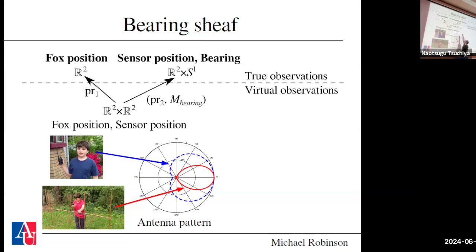And we also project out, okay, we know the sensor position. And so we can predict, given that we know the fox position, given that we know the sensor position, what would be, subjunctive, what would be the bearing. S1, for all of you non-topologists, is the circle, angles. So we're predicting angles from a known position of the fox, known position of the sensor.